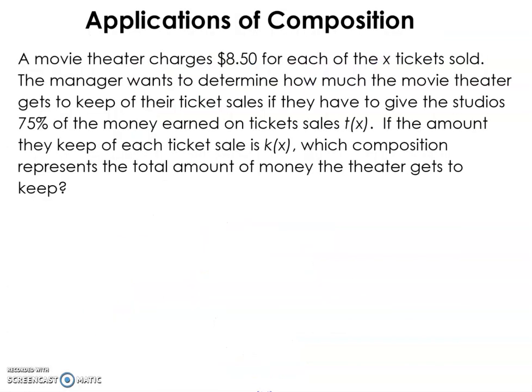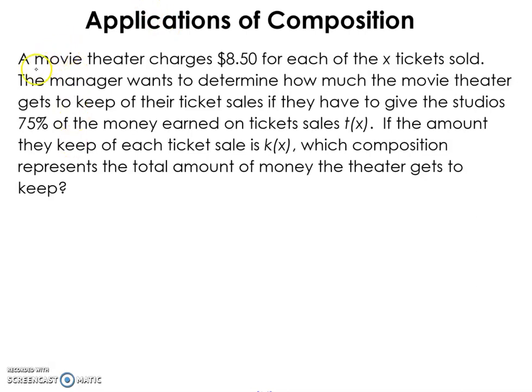Okay, so we're going to look at a couple of applications of composition. So here we have a movie theater charges $8.50 for each of the X tickets sold. The manager wants to determine how much the movie theater gets to keep of their ticket sales if they have to give the studios 75% of the money earned on ticket sales, which we're going to call T of X. If the amount they keep of each ticket sale is K of X, which composition represents the total amount of money the theater gets to keep?